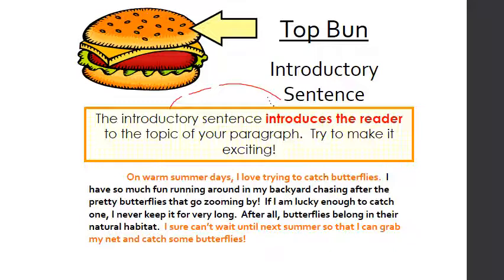How? Let's take this example. On warm summer days, I love trying to catch butterflies. Okay? You see, this is the topic sentence. It's at the beginning of the paragraph. This is the first thing at the beginning of the paragraph. And the topic sentence must tell the reader about the topic. On warm summer days, I love trying to catch butterflies. It talks about catching butterflies on summer days. Then, after the topic sentence, I have the details, then the concluding sentence.